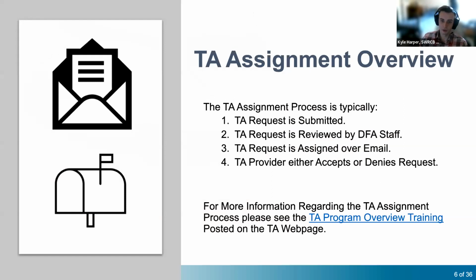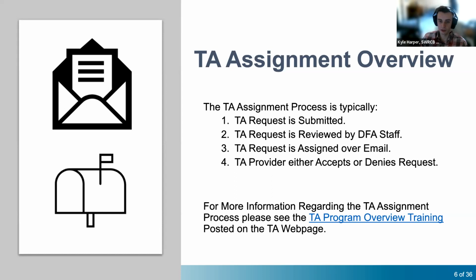So below is a quick overview of the technical assistance assignment process. So usually a TA request form is submitted. That is the first step. And usually for consolidation TA requests, we would like to see a letter of intent from both entities involved in the proposed consolidation along with the TA request form. And then another item we would also like submitted with the initial TA request is a map of the system along with the TA request form.